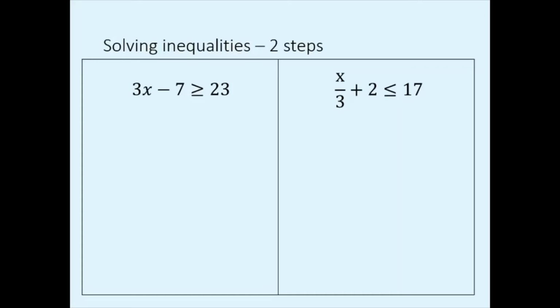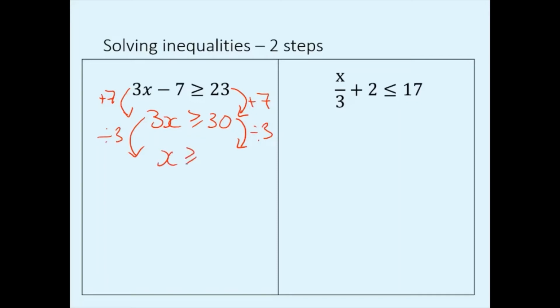Okay, here we have two-step inequalities. For the first one, I'm going to do what I would normally do, and that is get rid of the minus 7. To get rid of a minus 7, I'm going to add 7 to both sides. That will give me 3x is greater than or equal to 30. Then, since I've got 3 lots of x, I'm going to divide by 3, which will give me x is greater than or equal to 10.